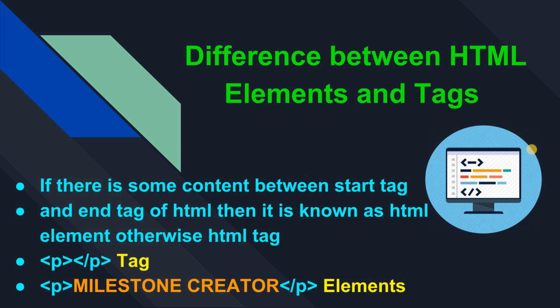Then the next question is, what is the difference between HTML element and HTML tag? If there is some content between the start tag and end tag of HTML, then it is known as HTML element. Otherwise, it is known as HTML tag. Here you can see that p tag is start and p tag is closed, but inside that p tag there is nothing. So we can call it as the tag, but in the next line you can see that the p tag is start and p tag is closed, but inside that we have written milestone creator. That's why this is known as the element. Okay.